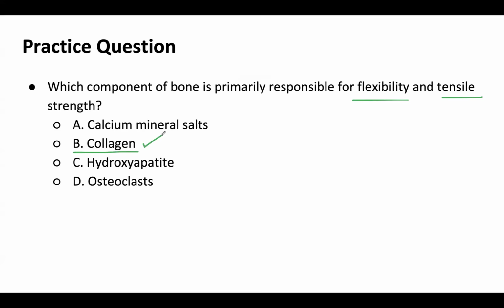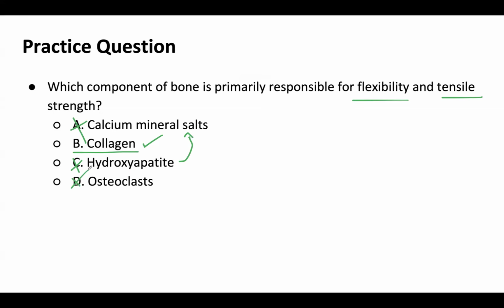Recall, collagen makes up the majority of the organic components of the bony extracellular matrix, and it is that organic part that is the most important in tensile strength and necessary flexibility of bone. Calcium mineral salts are the bulk of the inorganic component, and this plays an important role in strength and rigidity, but not flexibility. And then similarly, hydroxyapatite, that is going to be that complex formed by these calcium mineral salts, the combination of those. So that's inorganic as well.